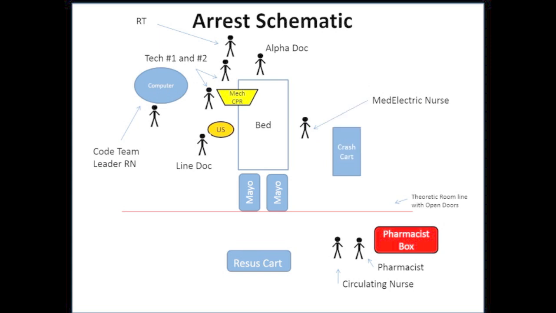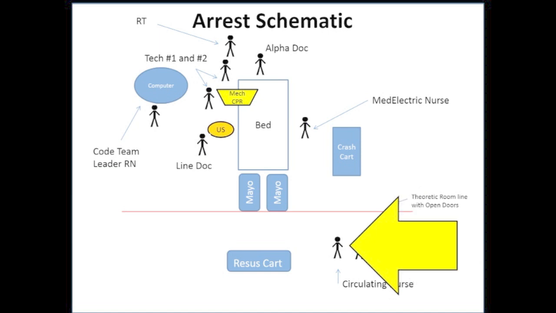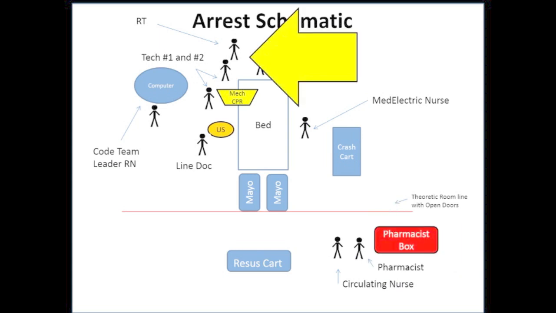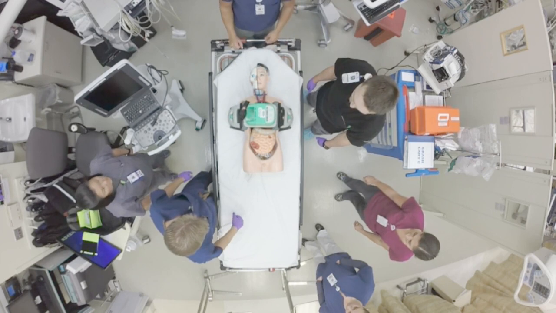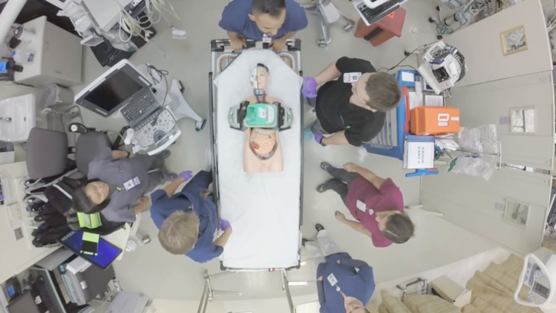The pharmacist has a pharmacist box that really helps us to get organized as far as the medications during the arrest. There's also a circulating nurse that's over at the end, and this allows us to go and gather supplies during the arrest. As far as a respiratory therapist, they help us in the intubations and allow us to move forward with the code. So let's look at each of these components, and starting off with how do you set up the room, the tech's job.